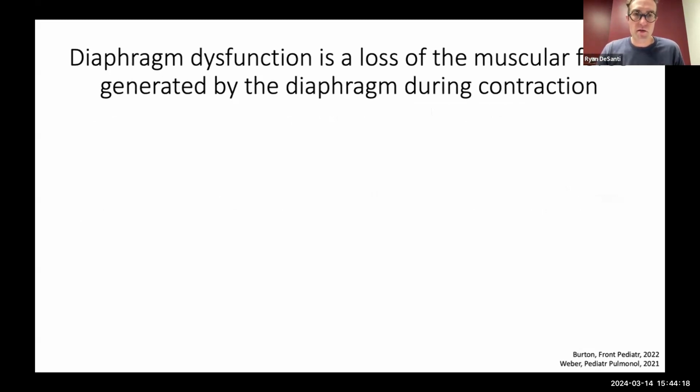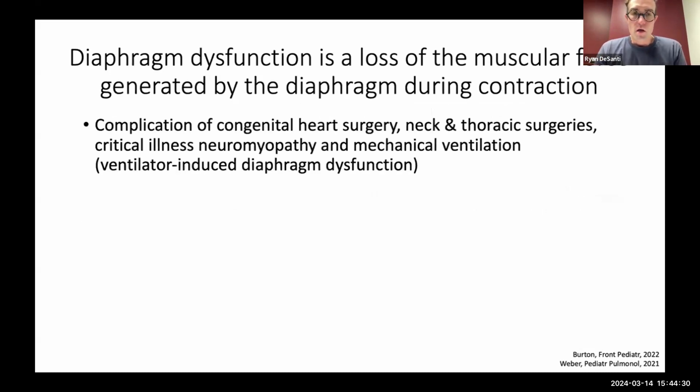And so one thing that might be considered, in addition to the diaphragm thickening, is diaphragm dysfunction, which is the loss of the muscular force which is generated by the diaphragm during contraction. This is common, of course, in congenital heart surgeries, as well as neck and thoracic surgeries. It can also be seen in critical illness, neuromyopathy, and prolonged mechanical ventilation, so-called ventilator-induced diaphragm dysfunction.